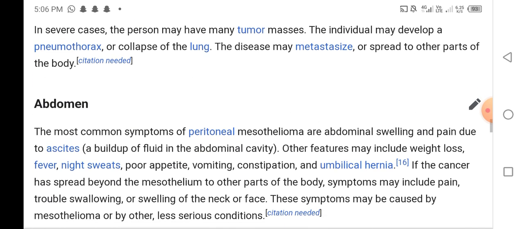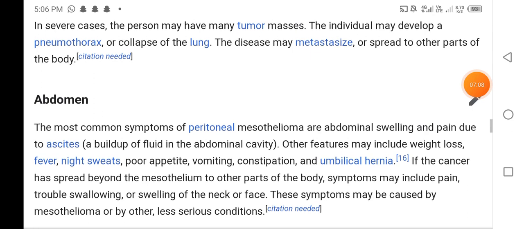In severe cases, the person may have many tumor masses. The individual may develop a pneumothorax or collapse of the lung. The disease may metastasize or spread to other parts of the body.